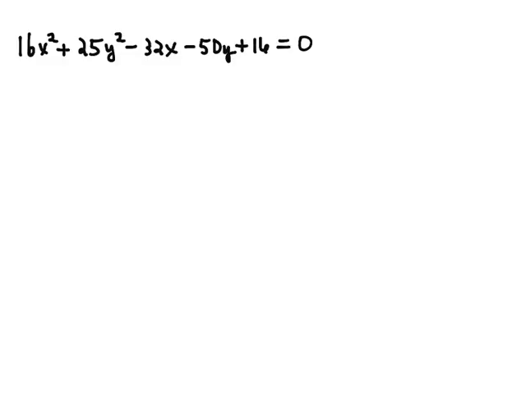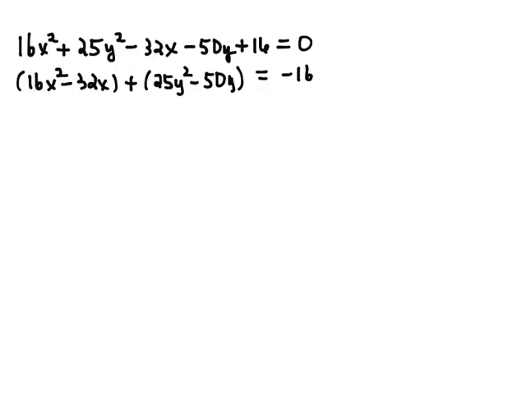As in the previous example, we want to take this equation for an ellipse and complete the square to rewrite the ellipse in standard form and then sketch its graph. So let's begin by grouping our terms that involve x, 16x squared minus 32x. And then we're going to group our terms that involve y, 25y squared minus 50y. And then we're going to move our constant to the other side of the equal sign.